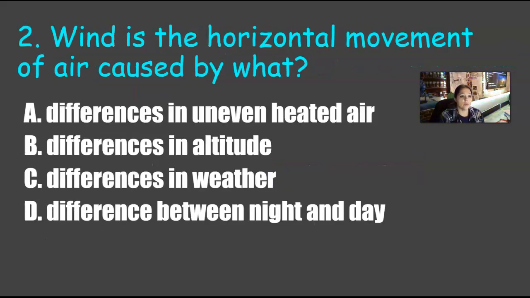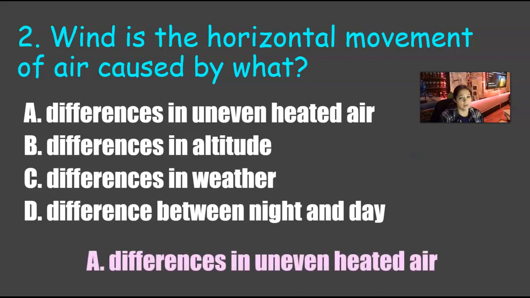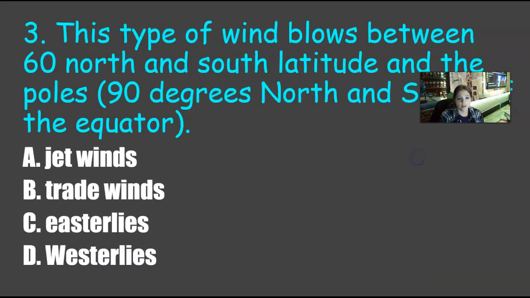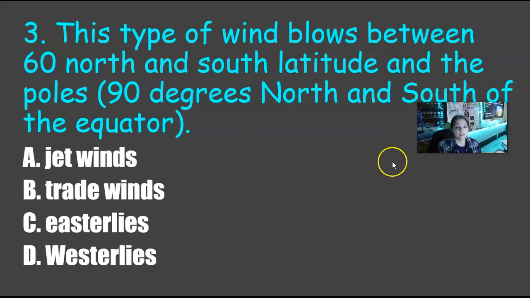Wind is horizontal movement of air caused by what? Is it uneven heating of air, the altitude, the weather, or the difference between night and day? This one is going to be uneven heated air. This type of wind blows between 60 and 90 degrees latitude, either south or north. Jet winds, trade winds, easterlies, or westerlies. These ones go from 60 to the poles. It's going to be the easterlies.